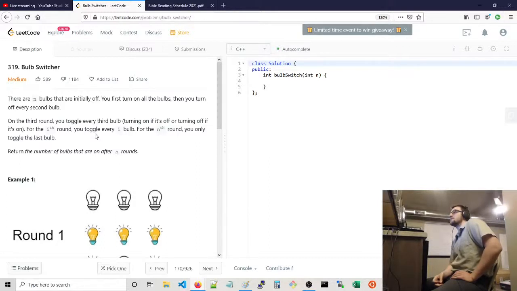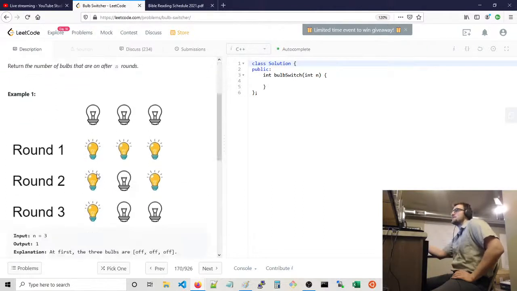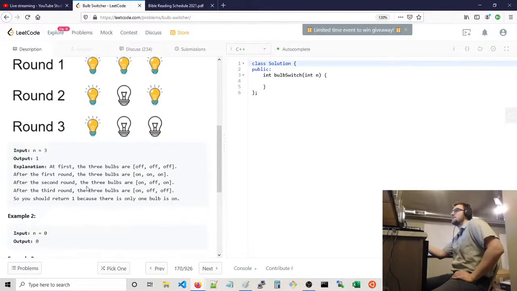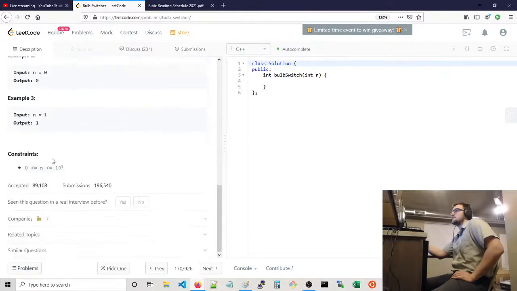Oh, interesting. Okay. So you turn off every second bulb, and you toggle every third. For the ith round, you toggle every ith bulb. For the nth round, you only toggle the last bulb. Return the number of bulbs that are on after n rounds. Round 1, round 2, round 3. Okay, n is between 0 and 10 to the 9th.